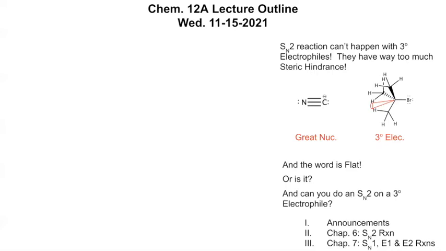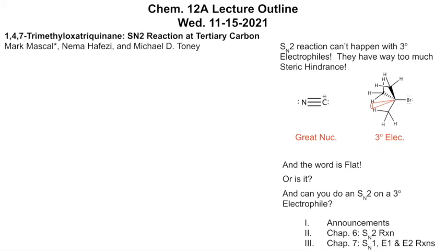And can you do an SN2 reaction on a tertiary electrophile? Since chemists find something like a brick wall, oh, we can't do SN2 on a tertiary electrophile, then they go out and hunt for the exception, right? Usually you stumble across them. You're like, wait a minute, was that an SN2 on a tertiary? So there was this publication I saw. This was cool. I just came across it.